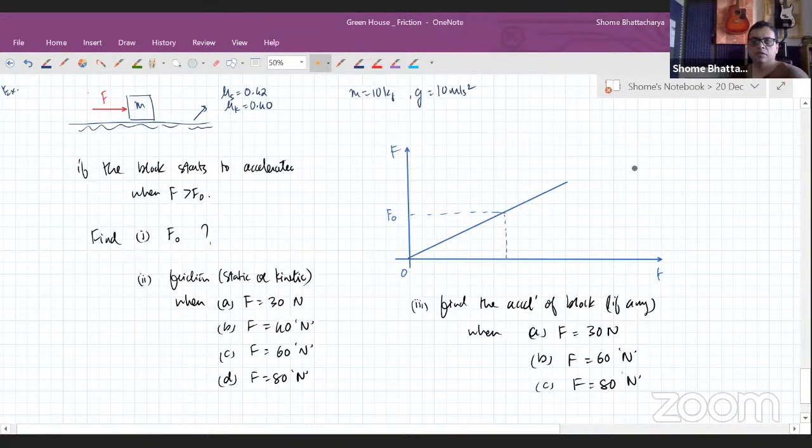Okay, so let us work this out numerically. These things are given to us: the coefficient of static friction, the coefficient of kinetic friction, the mass of the block, and the acceleration due to gravity. And F is again a horizontal external force, gradually increasing with time.